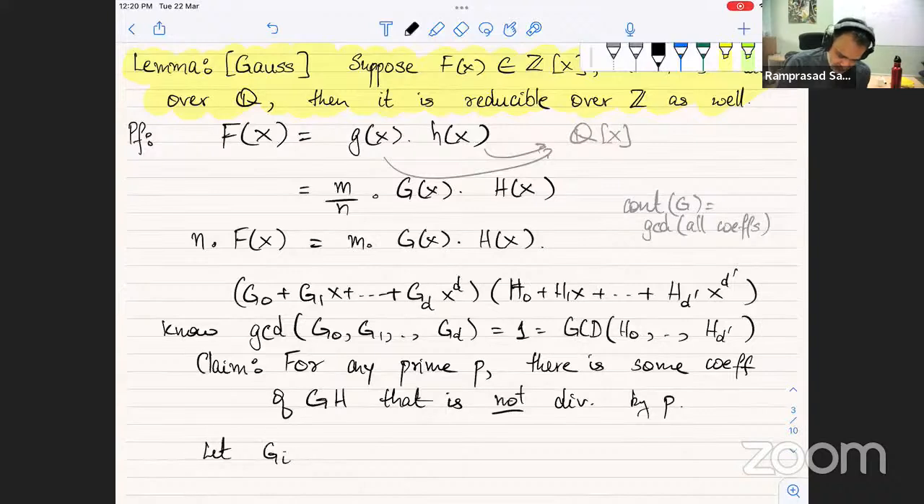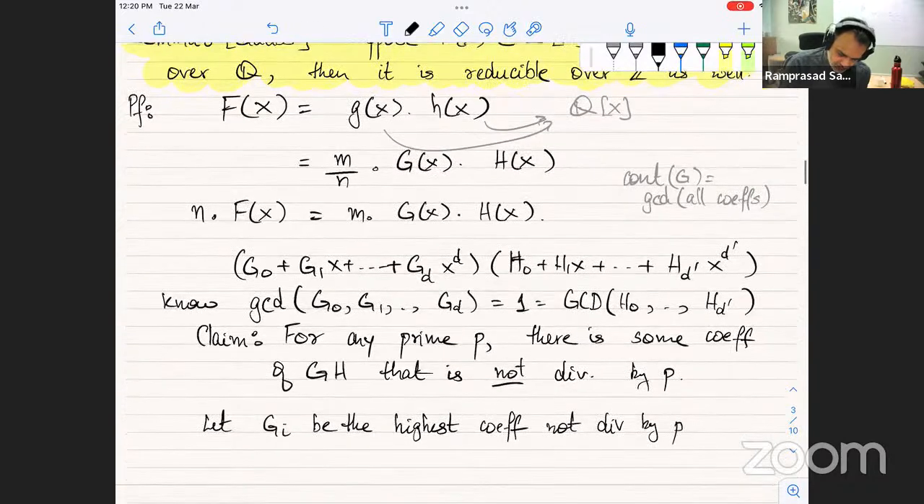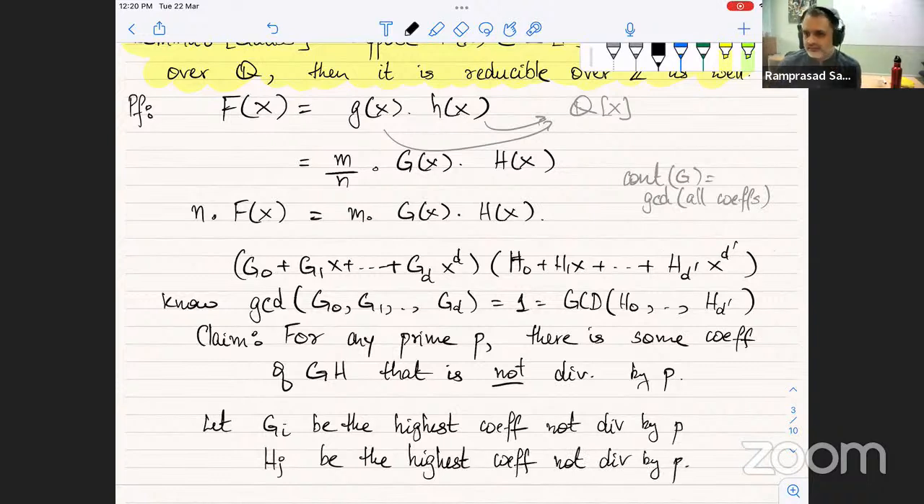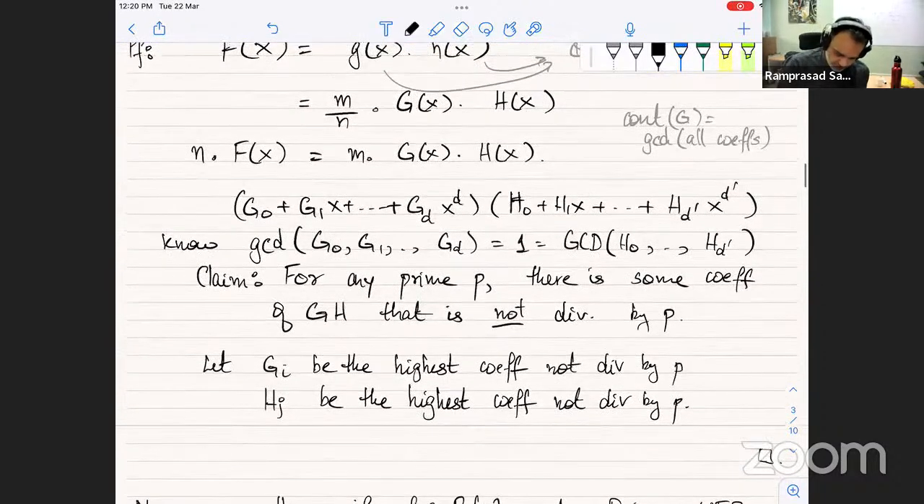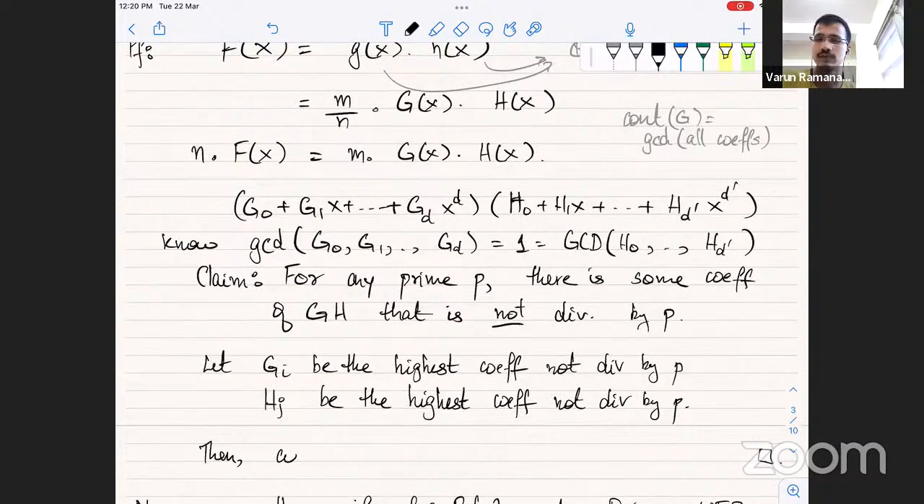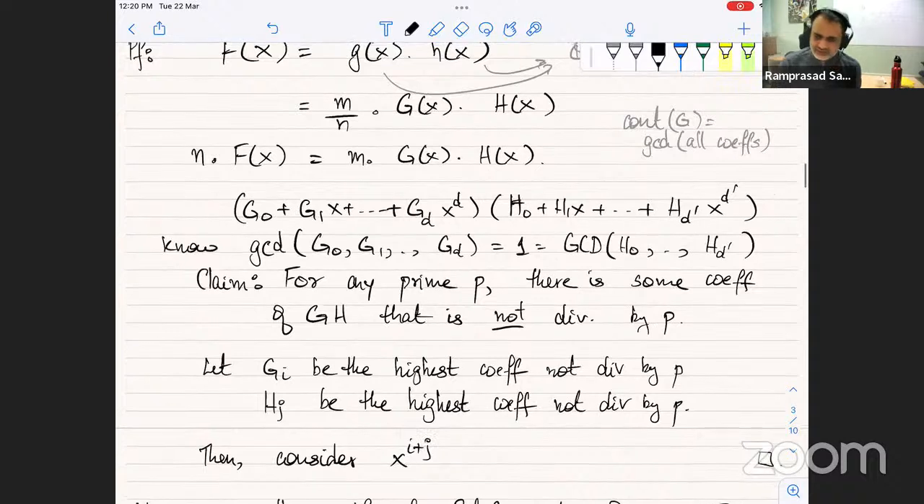Let g_i be the highest coefficient not divisible by p, and similarly let h_j be the highest coefficient not divisible by p. Okay, then look at x to the i plus j. One contribution is going to be g_i times h_j.